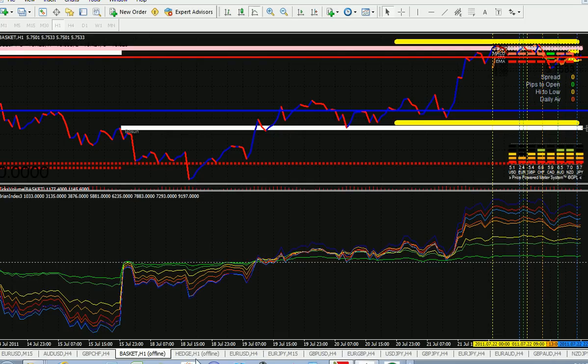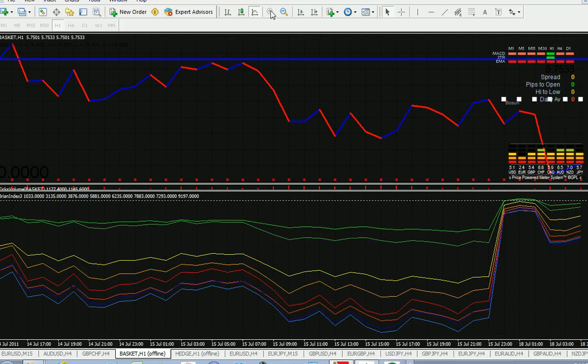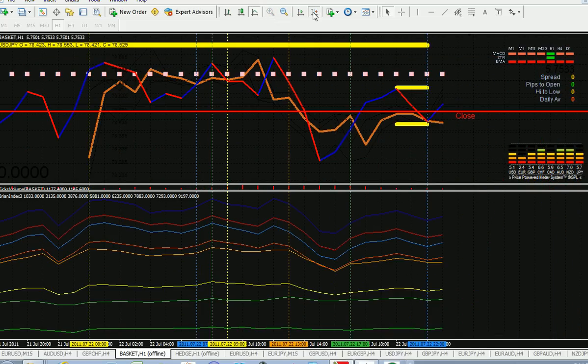Okay, some multi-traders are wanting to come in. Right, so now we want to come back and put it in a different time frame to show you something different.